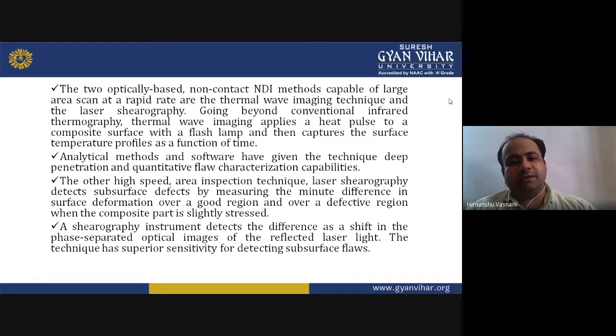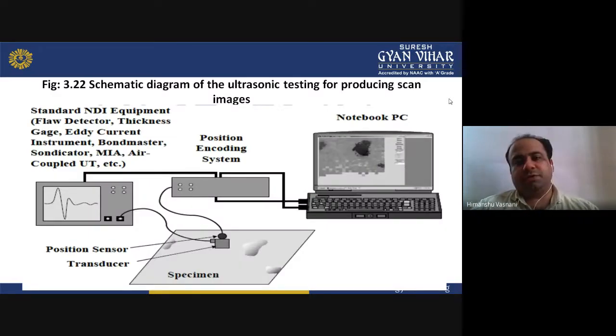The other high-speed area inspection technique, laser shearography, detects subsurface defects by measuring the minute difference in surface deformation over a good region and over a defective region when a composite part is slightly stressed. A shearography instrument detects the difference as a shift in the phase separated optical images of the reflected laser line. I repeat, a shearography instrument detects the difference as a shift in the phase separated optical images of the reflected laser line. The technique has superior sensitivity to subsurface flaws.